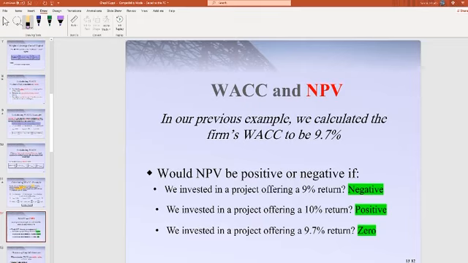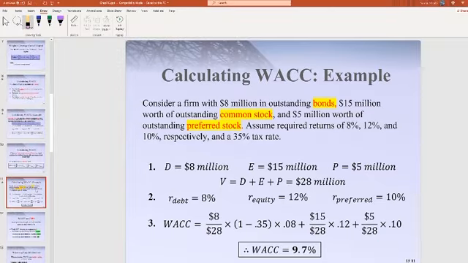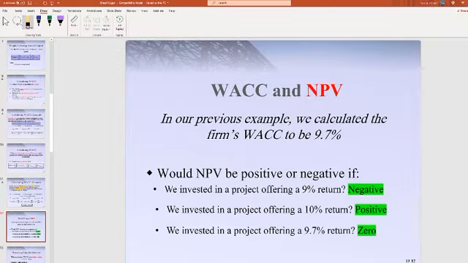Okay, now we use WACC to calculate the NPV. Okay, and NPV you learned it in Finance 1, right? Principles of Finance 101. Now, in our previous example, we calculated the firm's WACC to be equal to 9.7, right? If you remember this one, 9.7. So now the question is, would NPV be positive or negative if we invested in a project offering 9% return?